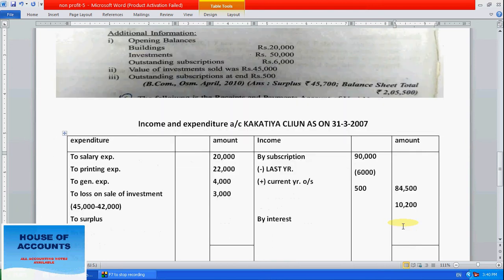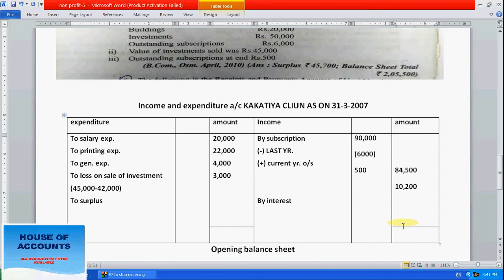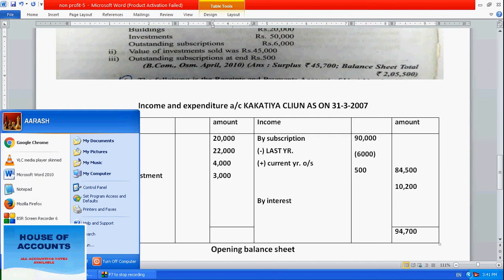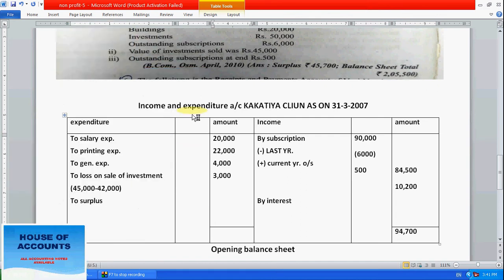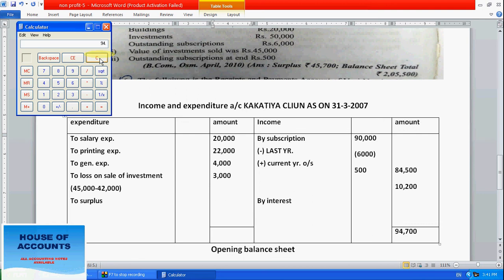So all the entries are over. Now calculate the surplus. See, 80,000, 90,000, 94,700. So right here 94,700. Let's see on the calculator. 94,700 minus 22,000 and 20,000, which means 42,000, minus 4,000 and 3,000, 7,000.